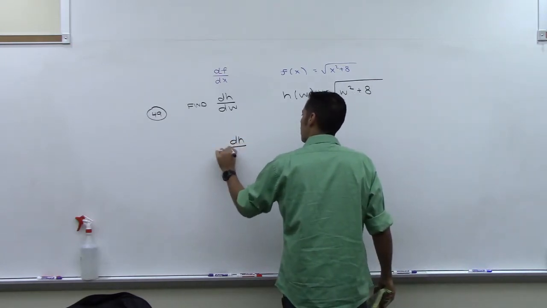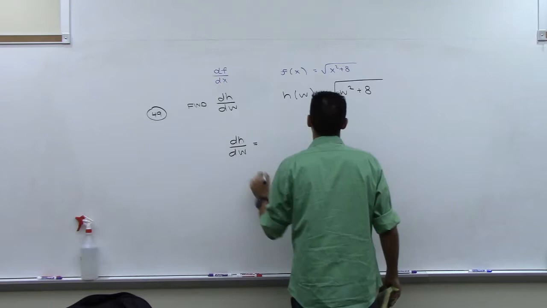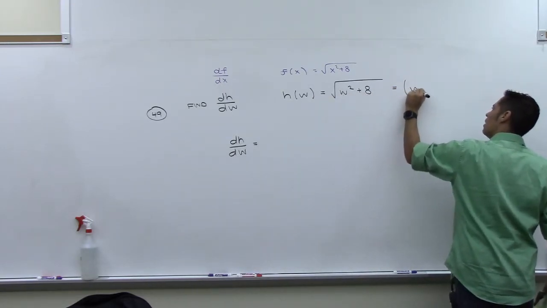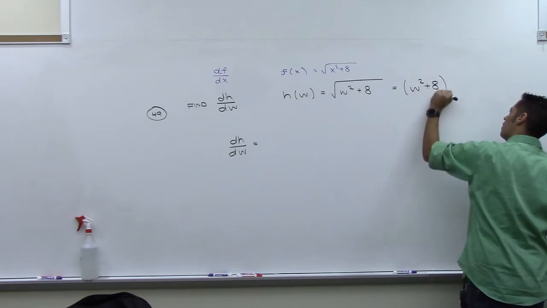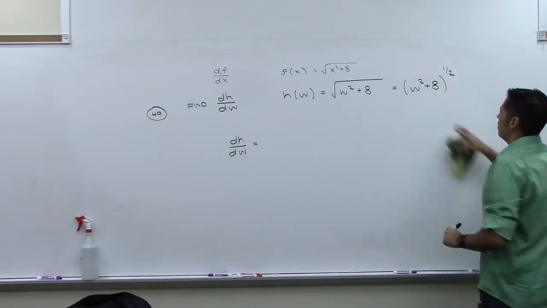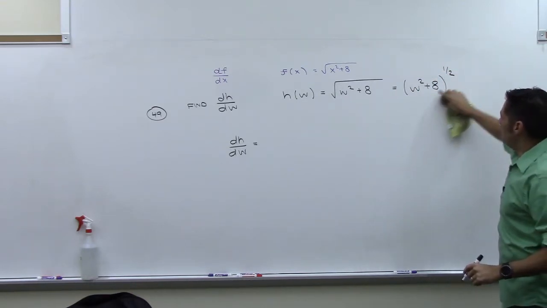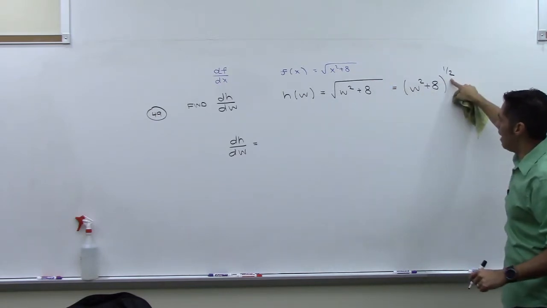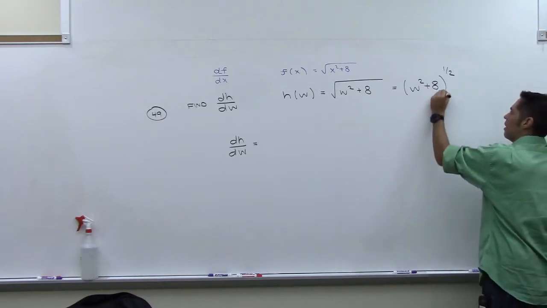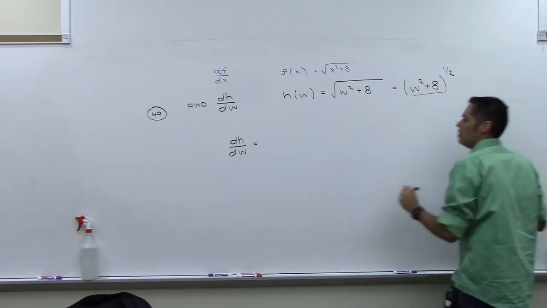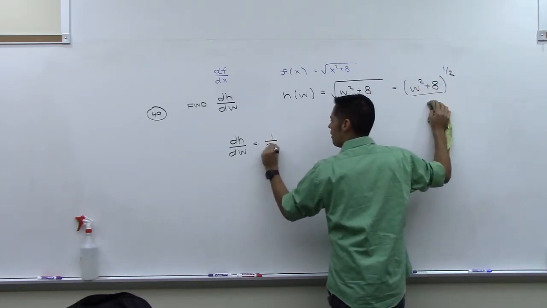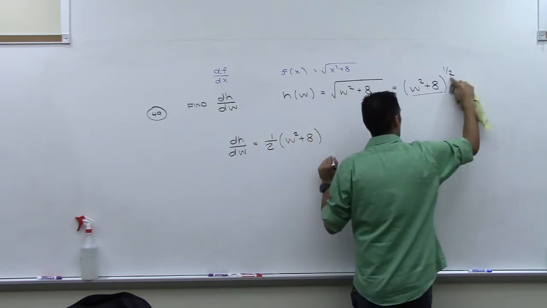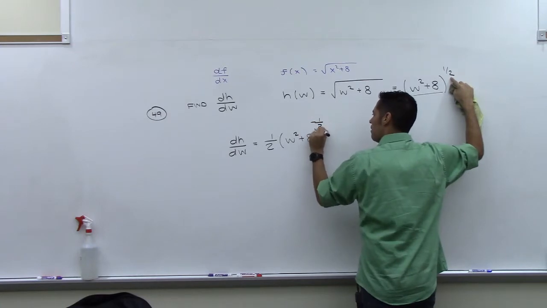So dH/dW should be equal to, also let me do something here. I need to rewrite this. This original function should be rewritten as w squared plus 8, that entire quantity to the half. So I'm just rewriting what the root means. It's the half power. And then I can do that same thing. I've got something to a power, power comes out. So here it comes. 1/2 drops out. I've got w squared plus 8. I subtract 1 from this, I get negative 1/2.